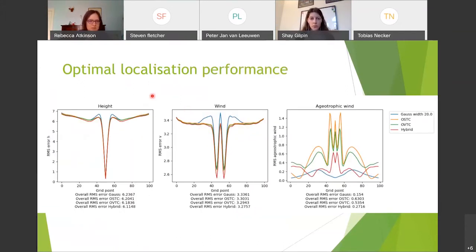So finally, I can show some results. These plots are showing the RMS error in the height and wind, and the RMS ageostrophic wind when assimilating a single observation of height into this regime. It can be seen that for both the height and the wind, there's a decrease in the RMS error from using the Gaussian to the OSTC, and again from the OSTC to the OVTC. And finally, the hybrid localization is showing the lowest error. In particular, you can see that either side of the observation, there's quite a significant improvement in all of the optimal localizations compared to the Gaussian.